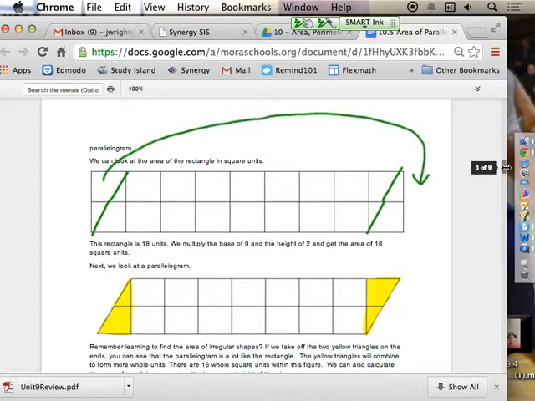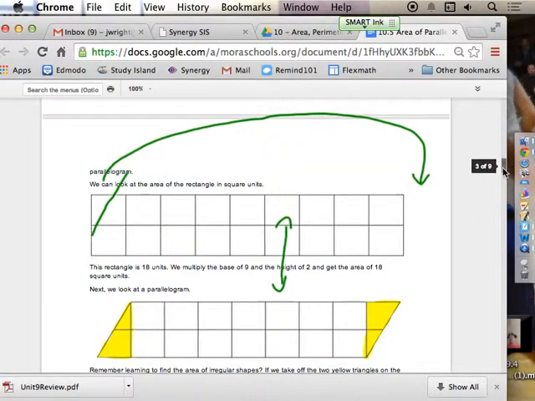Actually, you don't really use that line there. Now I have my parallelogram, and it should have the same area as this because it's the same stuff. We took them apart to get it.